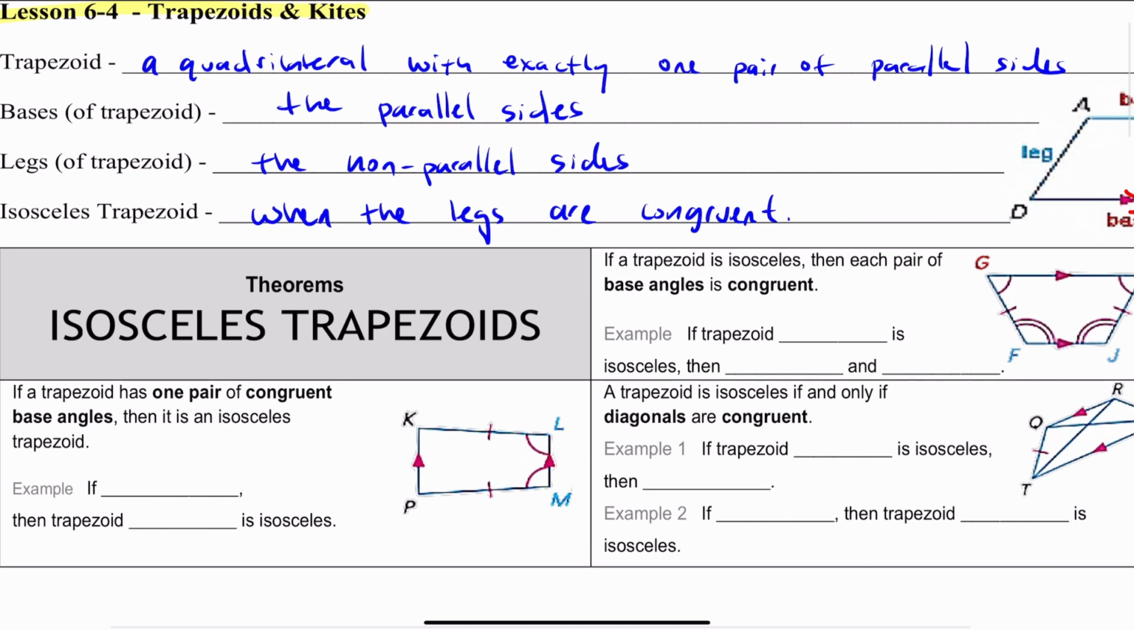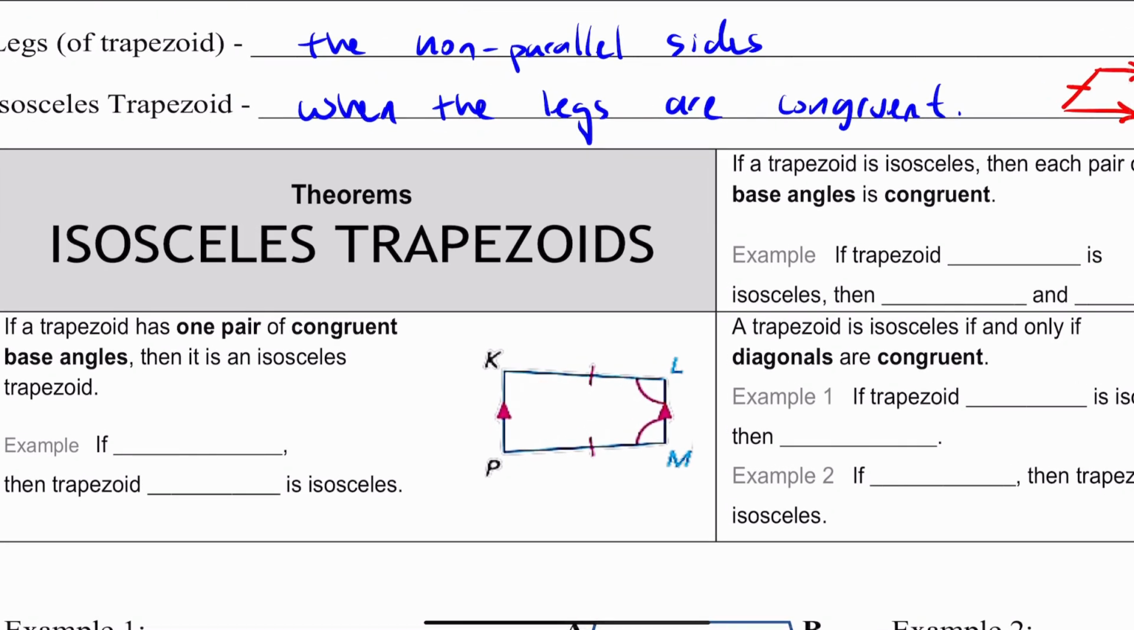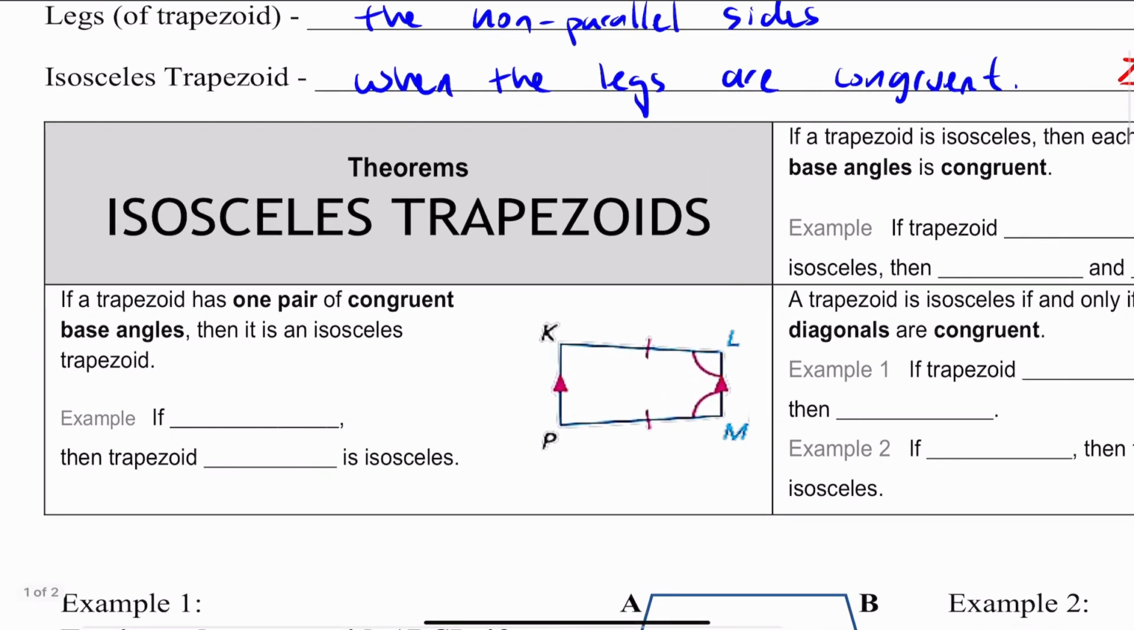So let me draw a trapezoid. These are parallel, so I'm going to draw an arrow here. And then the non-parallel sides, which is this, and I'm going to draw tick marks to show congruency. This is what I call an isosceles trapezoid. Let's go ahead and take a look at their theorems. The theorems of isosceles trapezoids.